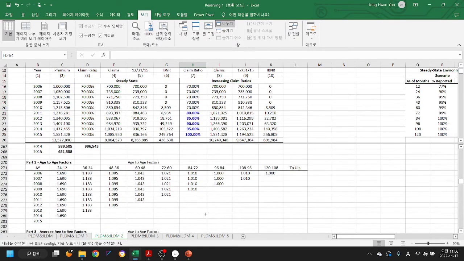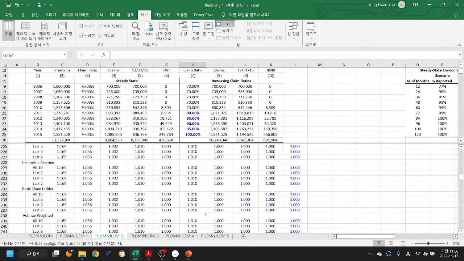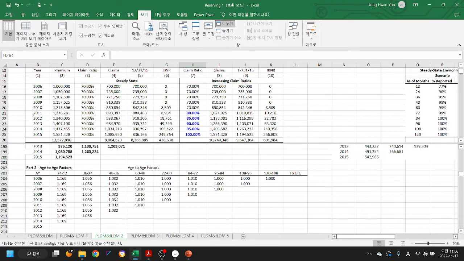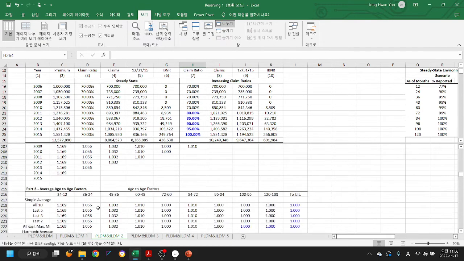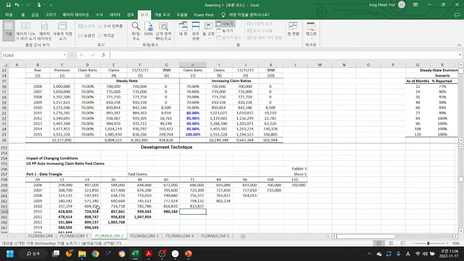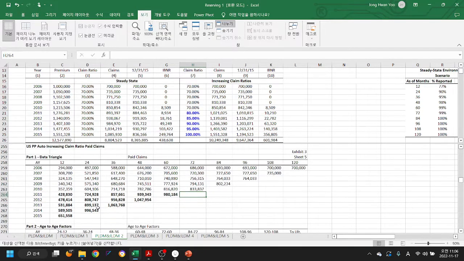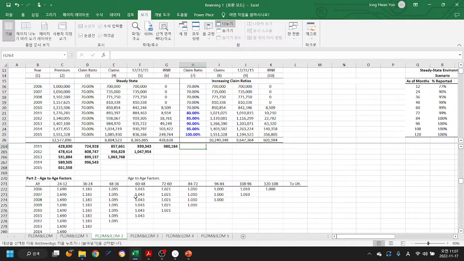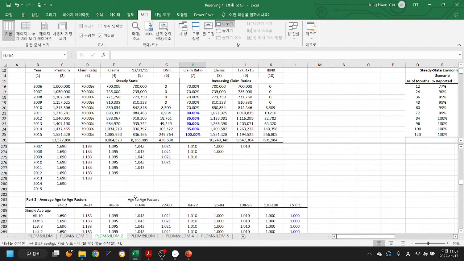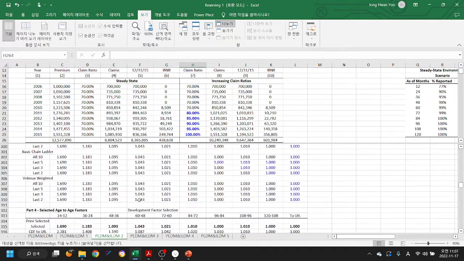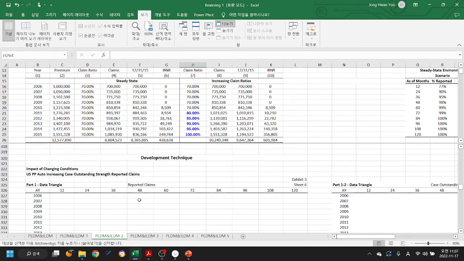And still, if you look at the age to age factor in the reported claim development triangle, it won't change. And also the paid loss development triangle, it won't change. Even though the claim ratio is increased, in terms of age to age factor, it won't change at all. And same set of selection.